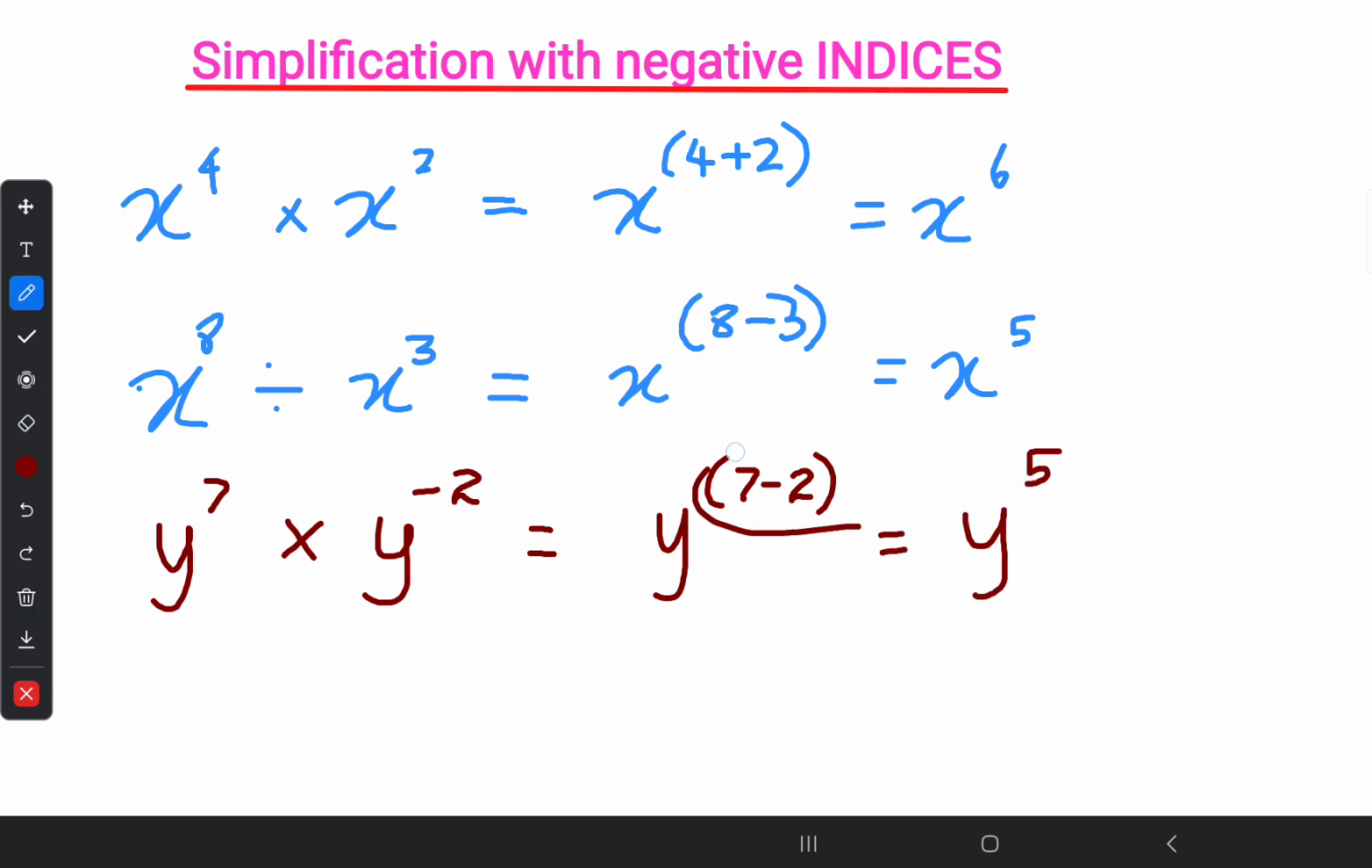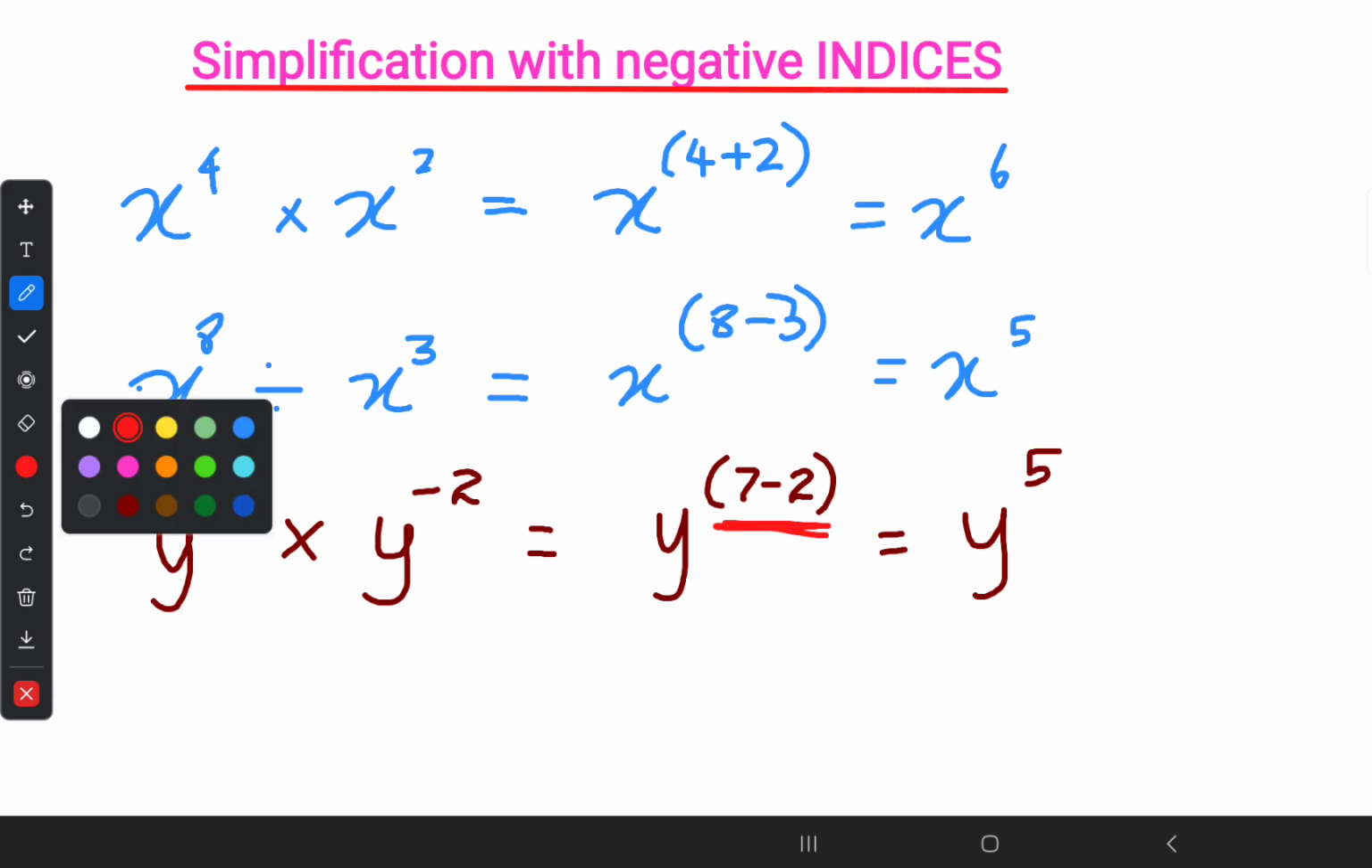Here we are not subtracting. Don't misinterpret this one. Here we are getting the sum of powers. Here also we got the sum of powers in the same base multiplication. We got the difference of power in division of same bases. Here, same bases multiplication, you have to get the sum of those powers. And in divisions, first we will try to clarify the multiplication.